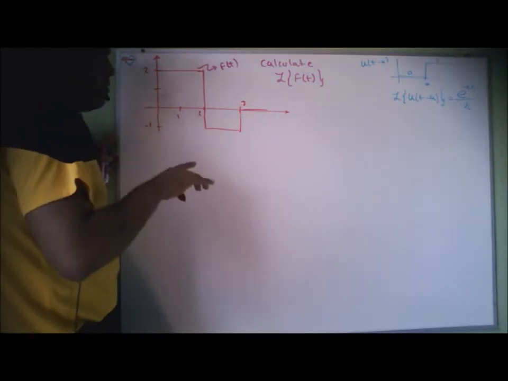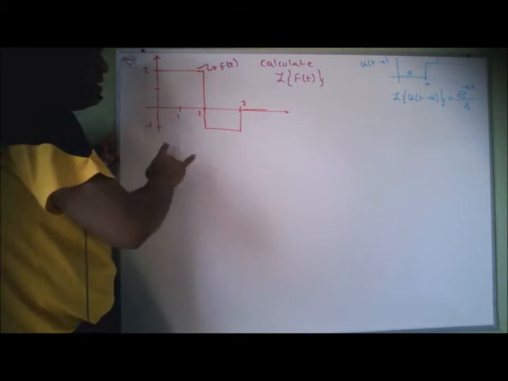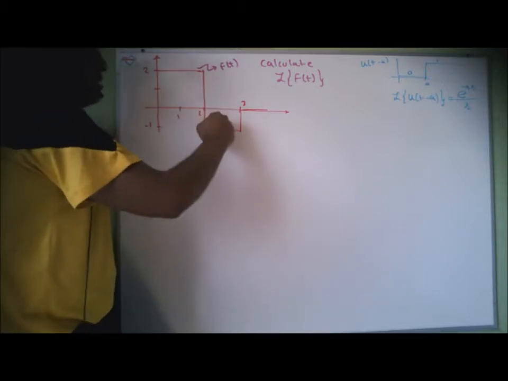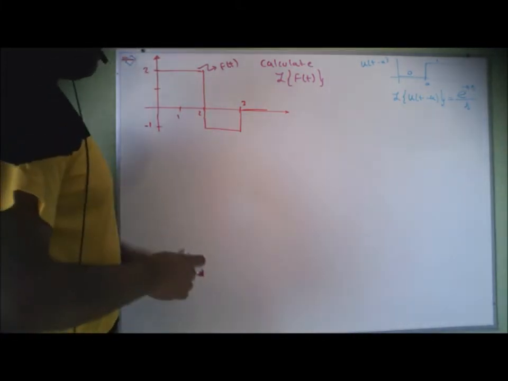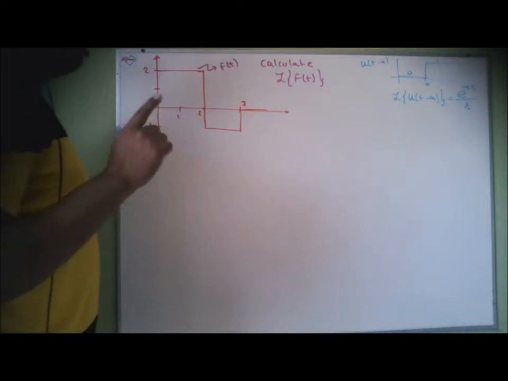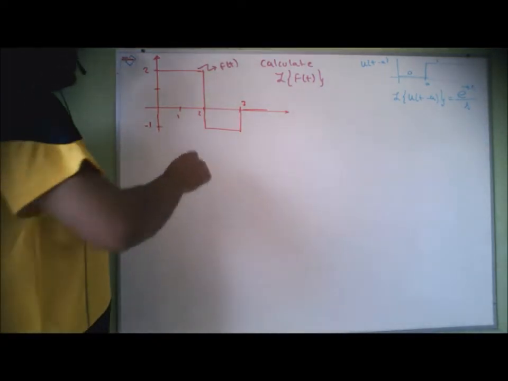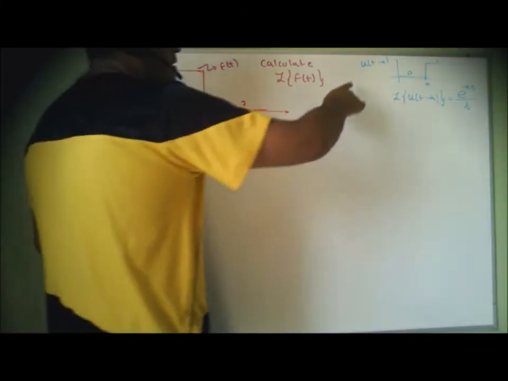Now if we do the Laplace transform of this function, what we have to do is split the integral into 3 sections. We can do that, but let's do another approach. Let's use step functions. Let's write this f of t as a combination of step functions.